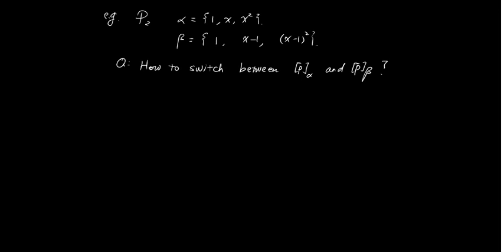I believe you have been doing this several times. For example, this one can be represented as alpha easily, right? So let me write it down. 1 can be represented by alpha as 1, 0, 0. And x minus 1, this vector, can also be represented through alpha, which is minus 1 and 1 and 0.